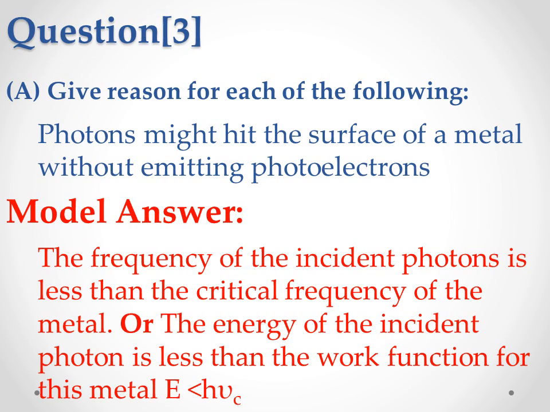Question 3. 8. Give reason for each of the following. Photons might hit the surface of a metal without emitting photoelectrons. Model answer: The frequency of the incident photons is less than the critical frequency of the metal, or the energy of the incident photon is less than the work function for this metal, less than h nu c.